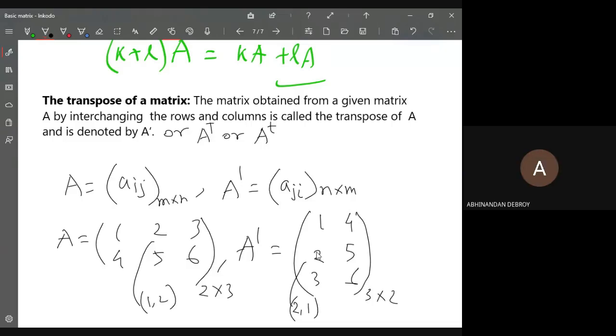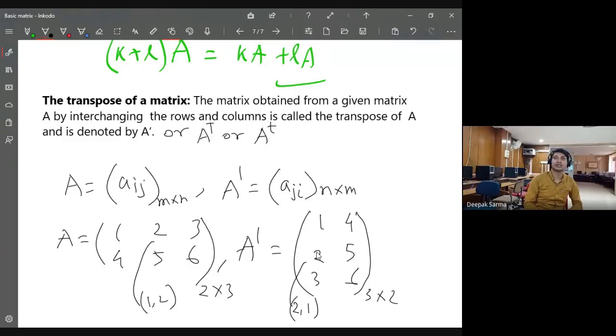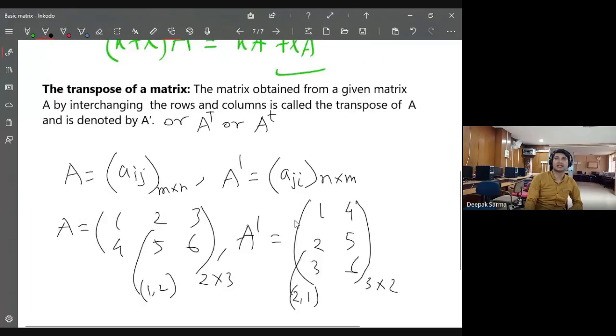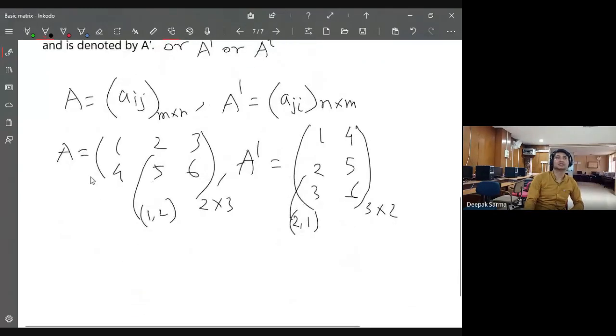Yes, sir. So the positions will interchange. In other words, suppose you have the matrix A with 1, 2, 3, 4, 5, 6. What you can do is write it that way also. Here we have 1. What is the position of 1? It is 1,1. Interchange, then it is again 1,1. So 1 will be in the 1,1 position. Now 2, the position of 2 is 1,2. Now 2 will go to the 2,1 position.